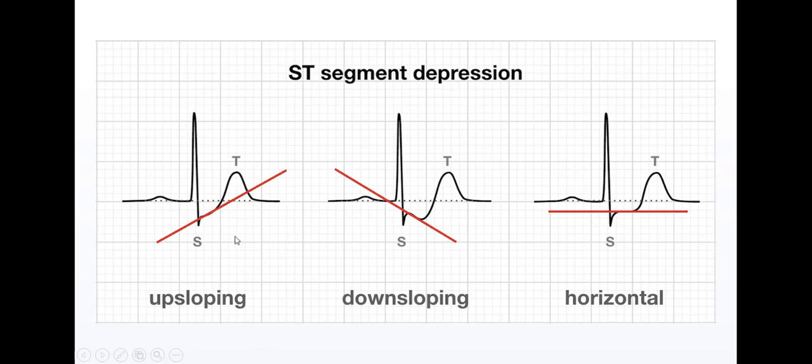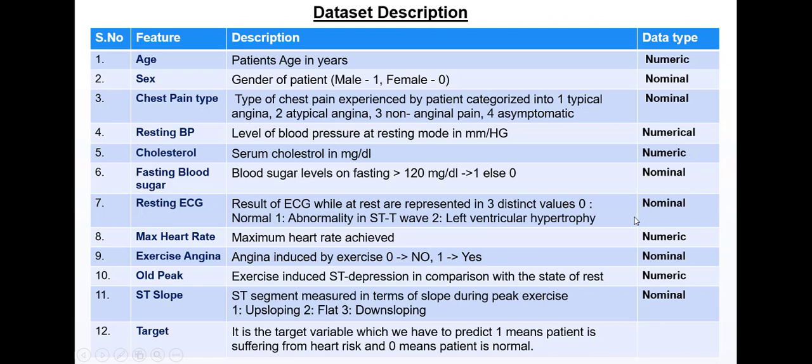So if it is upsloping after doing heavy exercise, then it is normal. Means you are a normal patient. You are not a heart patient. But if it is downsloping or horizontal, then this is the observation that you are a patient of heart disease, and there may be a chance that you will develop heart disease in future also. So this is the basic idea of what is ST slope.